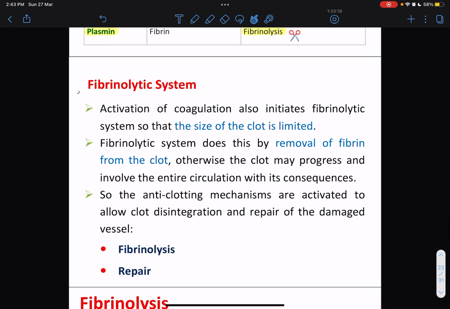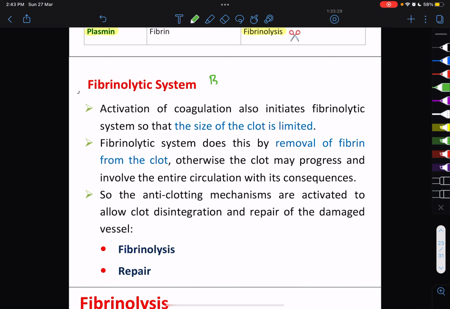And this system has two things: fibrinolysis. First of all, you will cut the clot and dissolve the clot, and you will repair the damage of the area also. The blood vessel wall was damaged, so you have to repair that also. This is the last step. It is not part of clotting. Clotting is done. Now, controlling its homeostasis, you are bringing everything back to normal. You cannot leave the clot in that area.